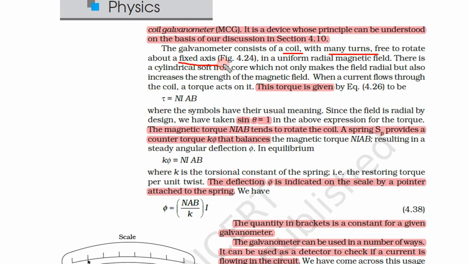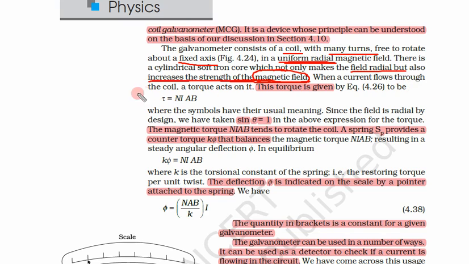What was the fixed axis? The pivotal point, the pivot, in a uniform radial magnetic field. So, how is the magnetic field? Uniform and radial. There is a cylindrical soft iron core which not only makes the field radial but also increases the strength of the magnetic field. So, why do we put this iron core? Just to make the field radial and to increase the strength of the magnetic field. That we will learn in the next chapter, how this magnetic field strength is increased.